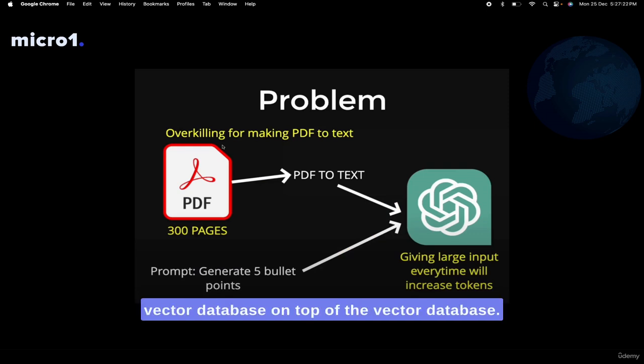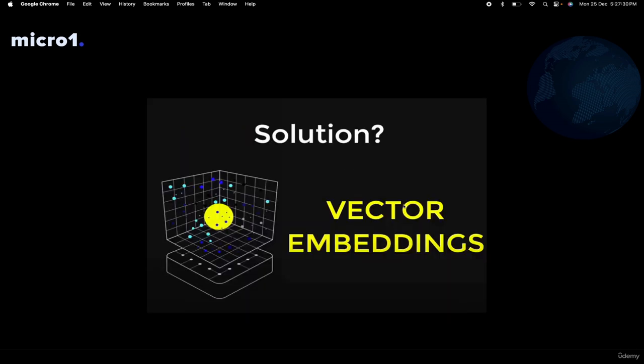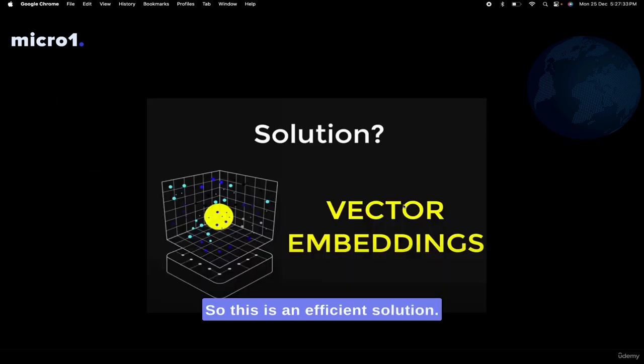On top of the vector database, whatever prompt you are giving, it is going to search the similar words and categories, and it is going to give you an output. So this is an efficient solution.